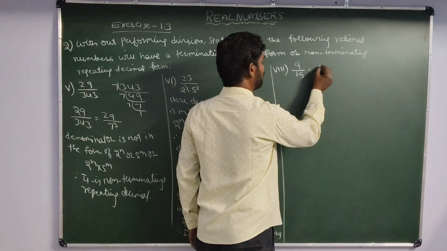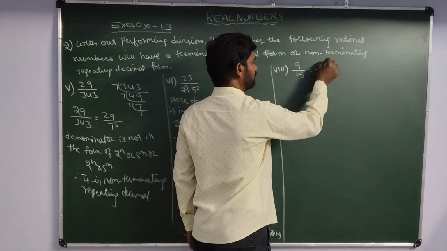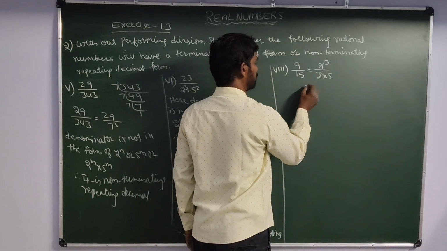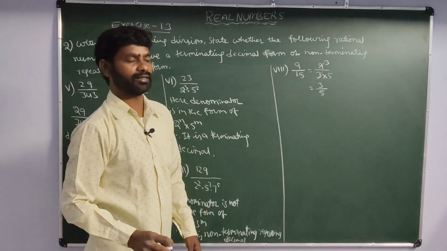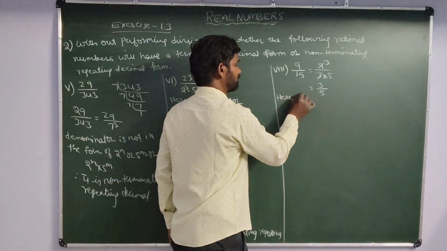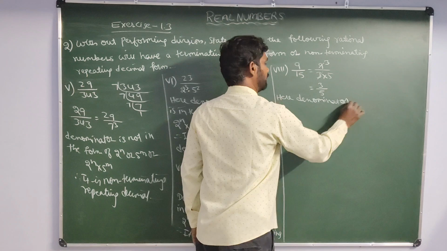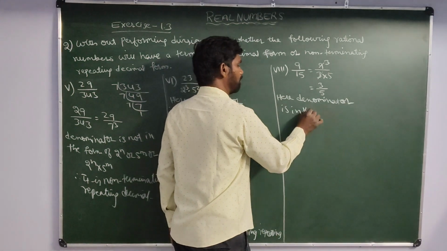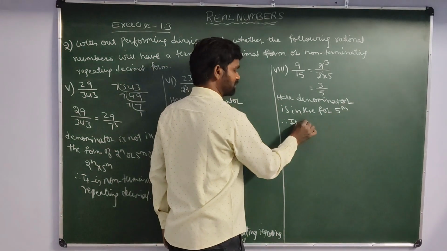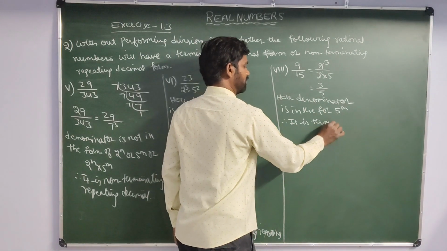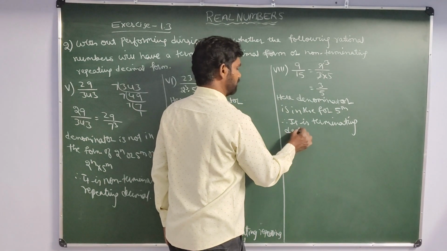So we write that 9 by 15 as 9 by 3 5s are 15. So there is a possibility of cutting: 3 1s are 3, 3 3s are 9. So it is equal to 3 by 5. Now the denominator is in the form of 5 power m. Therefore, it is terminating decimal.